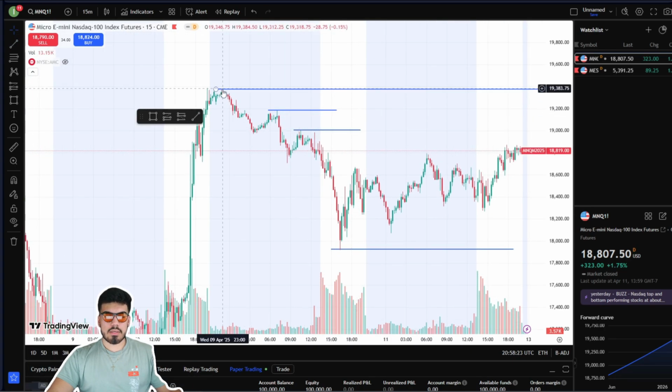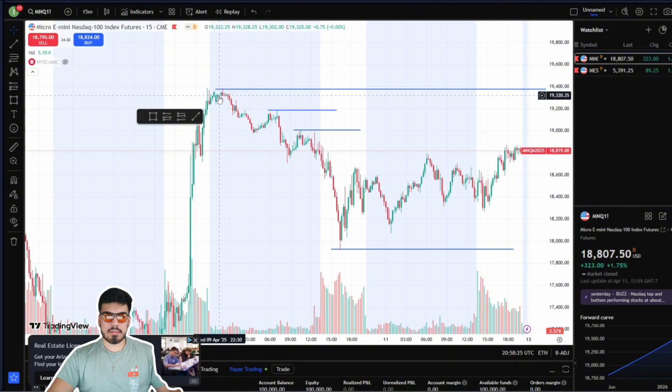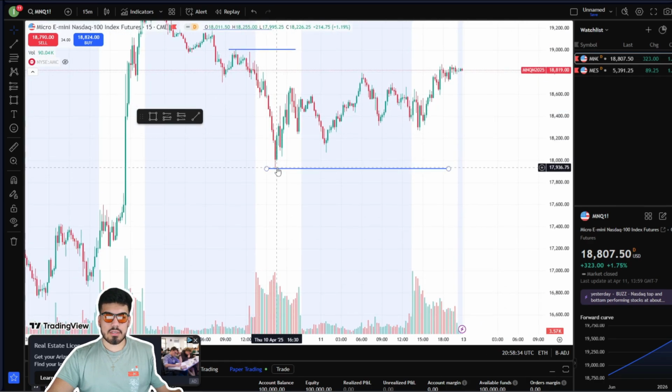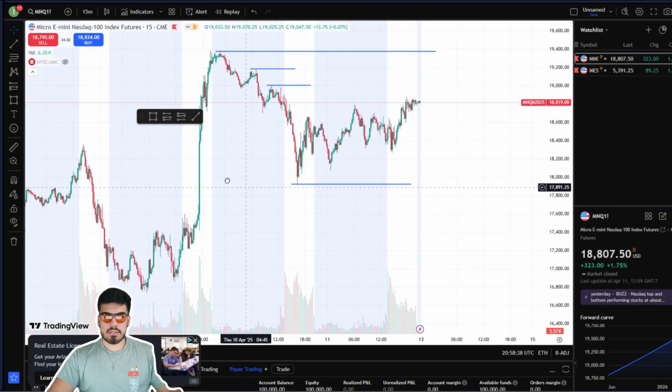Or you can also call this buy side liquidity. This is buy side liquidity, is external liquidity. This is internal liquidity. This is internal liquidity. This is external liquidity or sell side liquidity. Very, very simple.